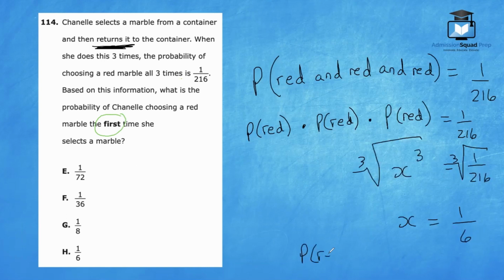The probability of getting a red on the first try is 1/6. And for it to happen every single time thereafter, we're just doing 1/6 times 1/6 times 1/6, which is 1 over 216. Since the problem wants to know what's the probability of choosing a red on the first time, we know for sure that H is the correct answer.